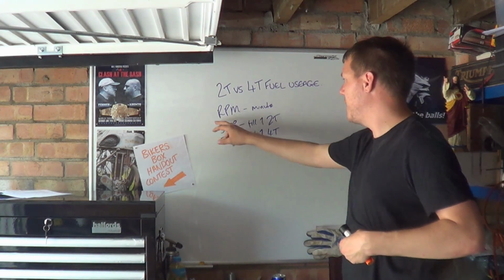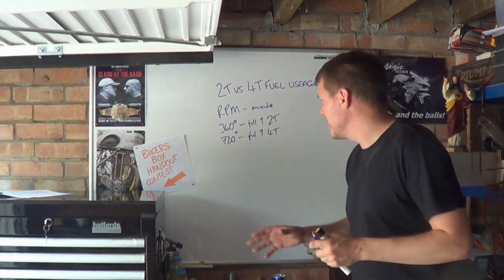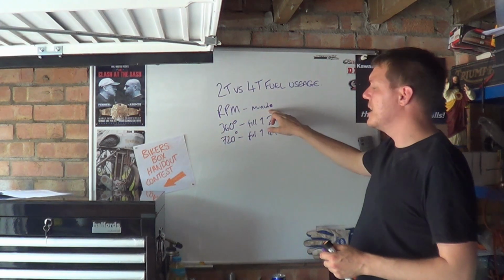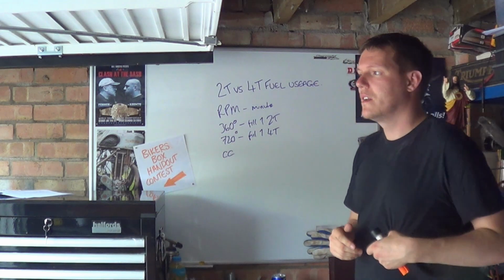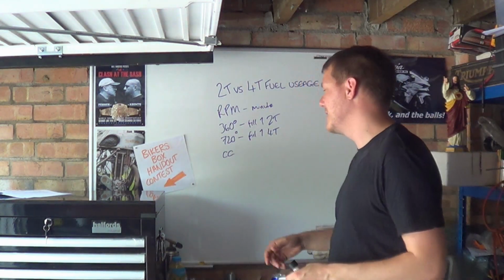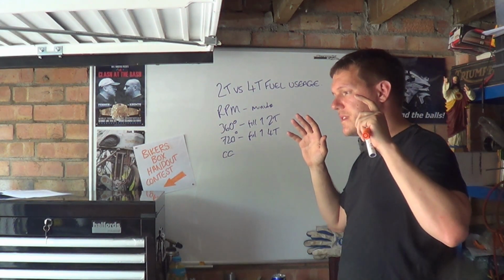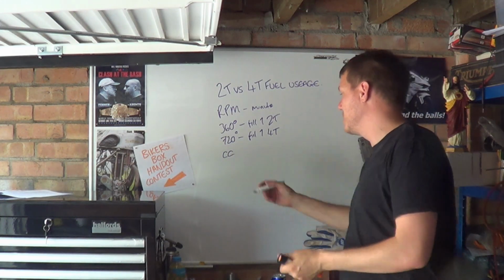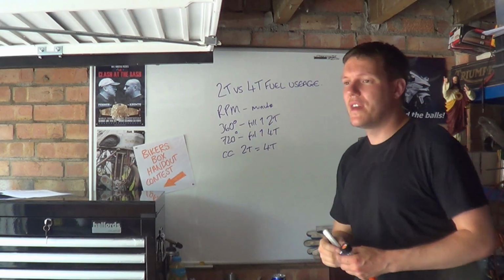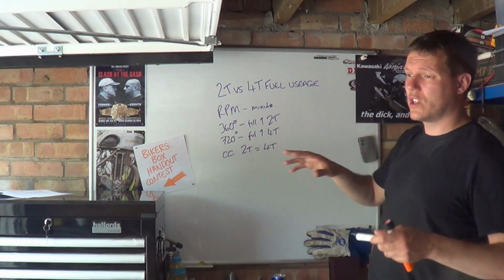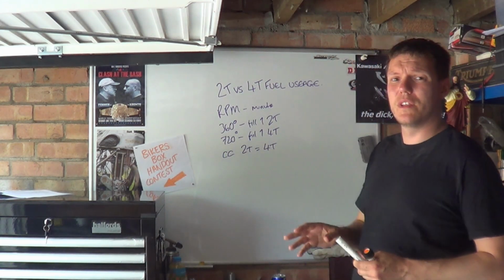So if our RPM is the same, and there's our measurement of time as well, so we've got our rotations, we've got our minutes, and then we have our CC, our cubic centimetres. These are equal, so two-stroke equals four-stroke, they are the same. Then the two-stroke uses twice the amount of fuel the four-stroke does. This is regardless of fuel injection.